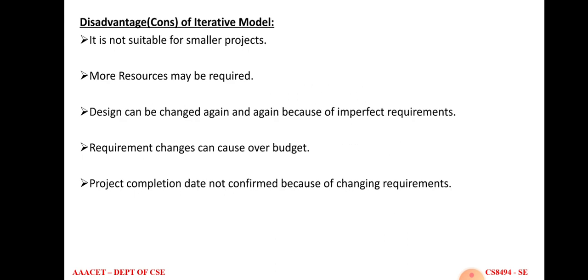These are the disadvantages of the iterative model. It is not suitable for smaller projects, and it requires more resources. Design can be changed again and again because of imperfect requirements, because it is suitable for changes in the requirements. That is also a disadvantage of the iterative model. And if changes occur in the requirements, then the budget will also be high, so it can cause a high budget. And the final one is, here the project completion date cannot be confirmed because the requirements can be changed at any time. So by using the iterative model, we can't fix the date of project completion.